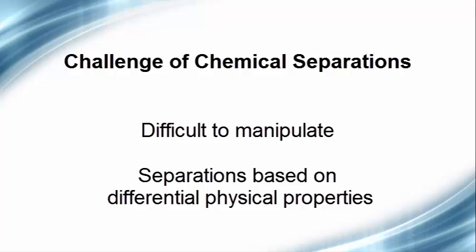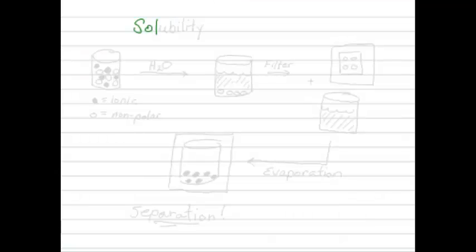For that reason, separations of chemicals must be based on a difference in their physical properties. In other words, we're looking at the bulk behavior of a large amount of chemical and hoping that it can be differentiated from the bulk behavior of another chemical which may constitute the impurity. Now, one property that is frequently exploited is the solubility of chemicals.